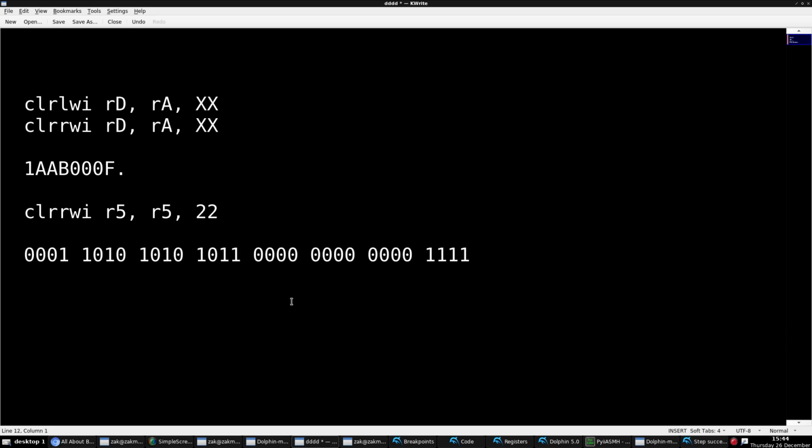Like this, okay? And when you're doing clear left word immediate, you start from the left and go over how many times this number is here. So it was like clear left word immediate 3, you just go over 3. But we're doing clear right and we're doing 22. So we start from the right, go 1, 2, 3, 4, 8, 12, 16, 20, 22.